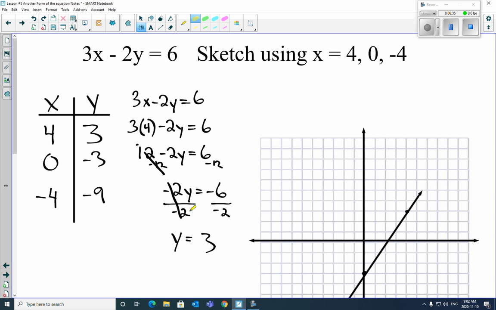Y is still not by itself. We have a negative 2 attached to it, and the negative 2 is attached by multiplication. So how do we get rid of that? We divide both sides by negative 2. So negative 2 and negative 2. Now remember, those don't cancel because cancel means 0. Those reduce down to 1. Let's use the proper terminology, right? So y equals negative 6 divided by negative 2 is 3. So our first value of x, and then we end up with a 3 as our y value.